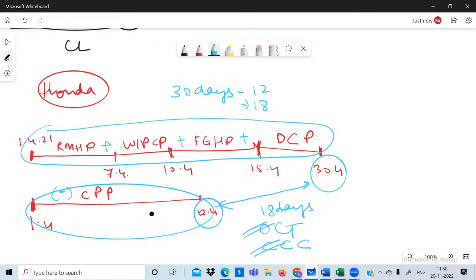And companies would like this time frame to be as small as possible because you don't want the money to go out of your pocket and the money to come back after 6 months or 9 months.